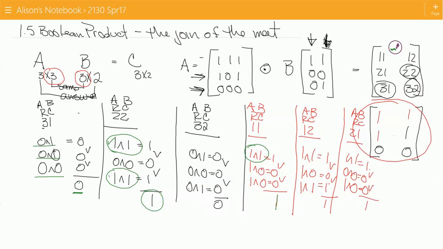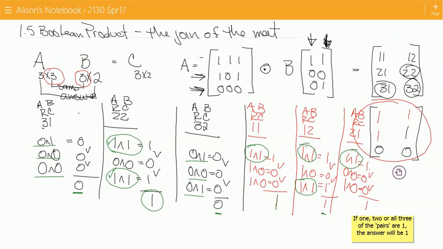Even when I had 2 pairs of 1s side by side, I still only have 1. You'll notice if there are no pairs of 1s side by side, the answer will always be 0. So that can be a little bit of a shortcut. Here's an example: this one has 2 1s side by side. This one only has 1, and it still is the answer 1. It's just a shortcut if I wanted to try to do this in my head.